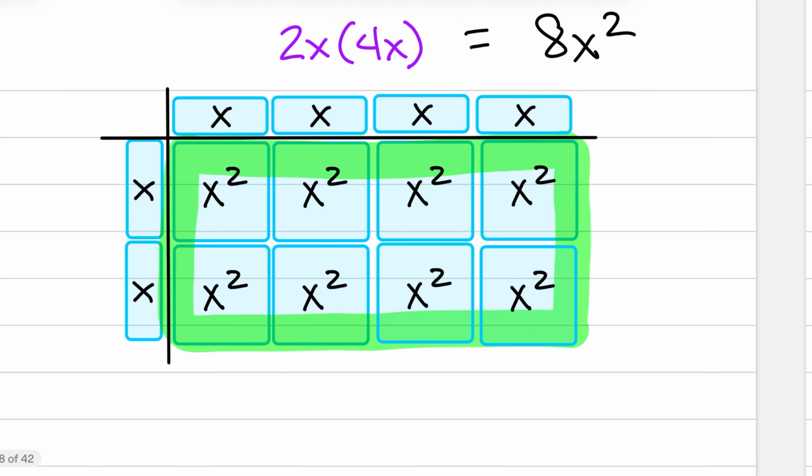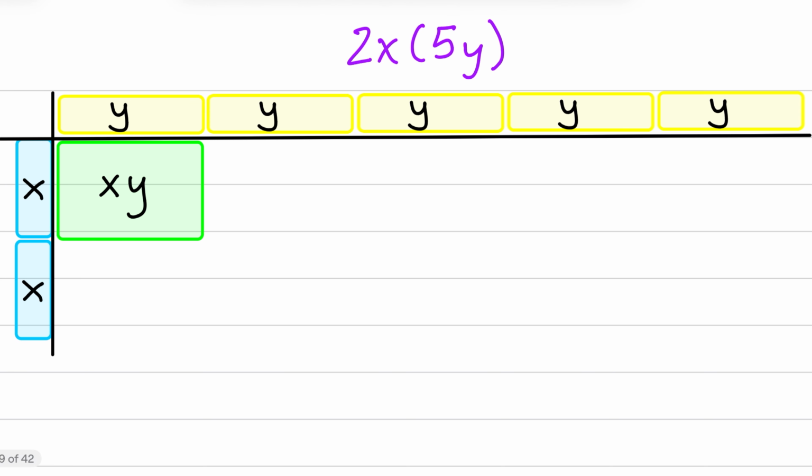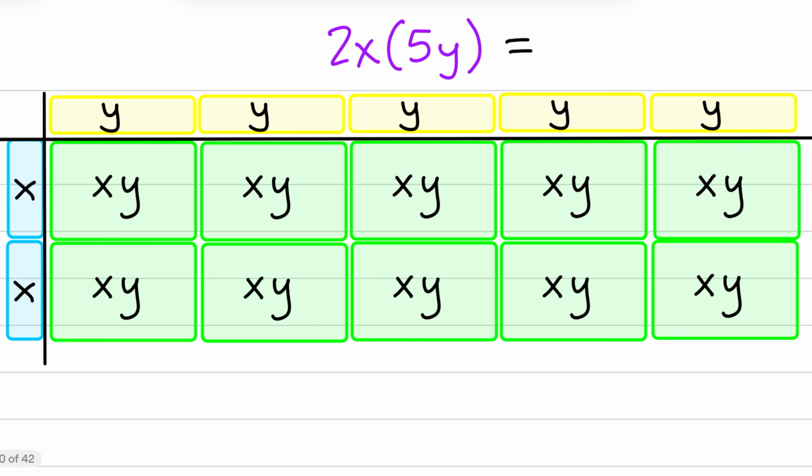The next part we're going to multiply is the 2x times the 5y. And x times y gives us a rectangle xy. 2x times 5y creates a bigger rectangle that's 10xy. I'm going to draw that now.